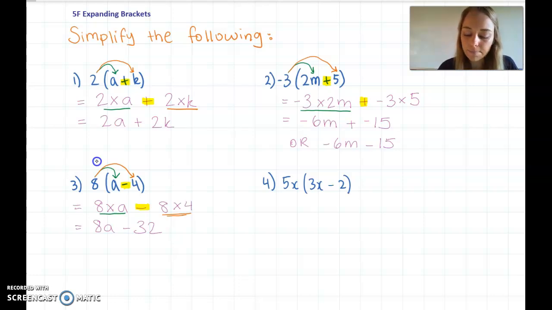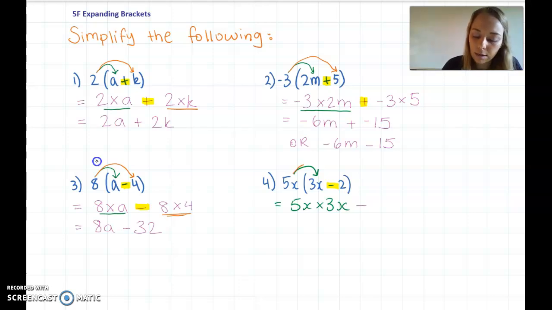Then this last one, so we use our rainbow rule, or there's actually a fancy name for it, which I will teach you in a moment. First thing we do is 5x times 3x. Then, are we going to bring a minus down or a plus down? What do you think? That's right, if you said minus, well done. It will be a minus because that's what's in the brackets. And then we multiply 5x times 2.